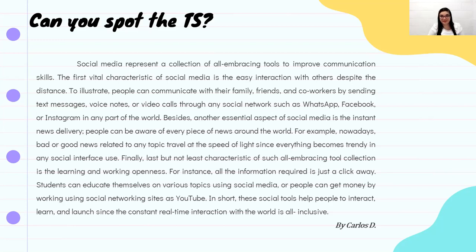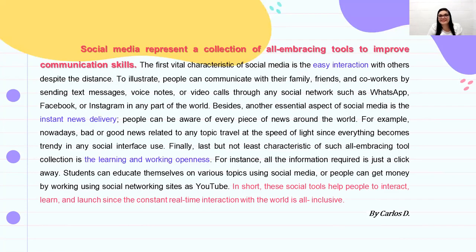Can you spot the topic sentence there? Is it clear for you? Yes, it is, right? Social media represent a collection of all-embracing tools to improve communication skills. Carlos D. has written a very good paragraph, and in his discussion, he has made very clear that these all-embracing tools called social media represent a collection of very interesting communication skills that people get. And why do they improve these communication skills? How do they do it? Oh, they do it through 3 different characteristics listed in the paragraph.